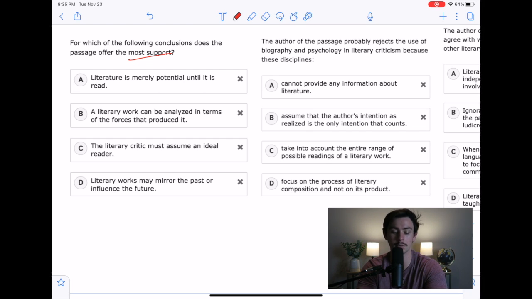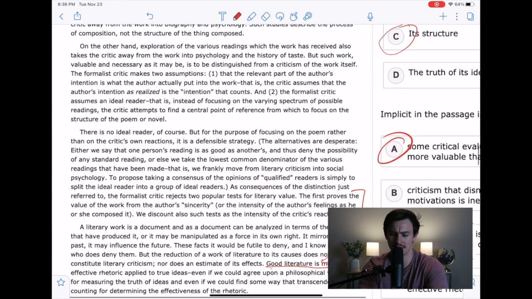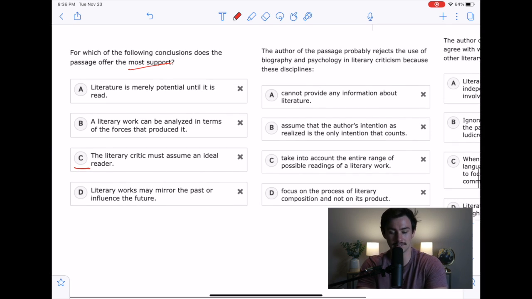C says a literary critic must assume an ideal reader. So this is talking about how formalist criticism works and what makes it the best. Okay, so that was very supported. Remember, A was in our main idea, and B, we talked about it for a paragraph and a half right here. So C is better than A. I like C better than A because it's talked about more, which in MCAT world translates to being more supported. It's also more important to the main idea.